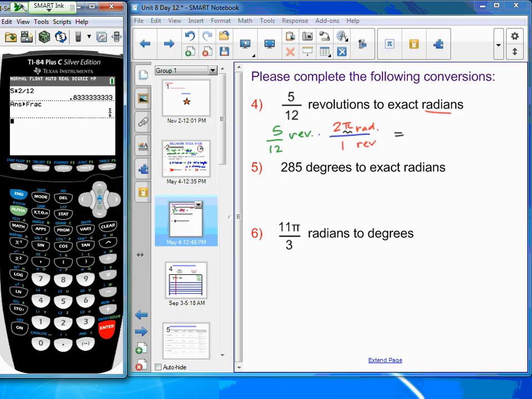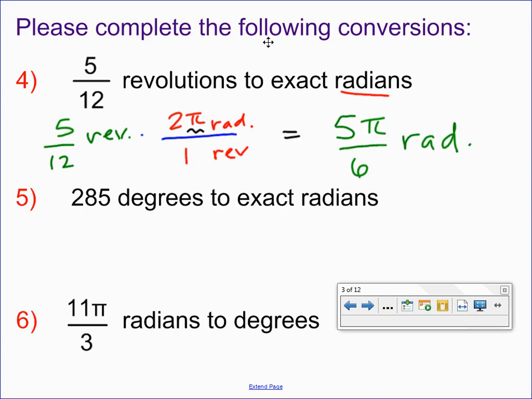And so I get 5 pi over 6 radians. Go ahead and raise your hand if you already had that, please. So who already had that? 5 pi over 6 radians? Awesome. So 5 pi over 6 radians corresponds exactly to 5/12 of a revolution.